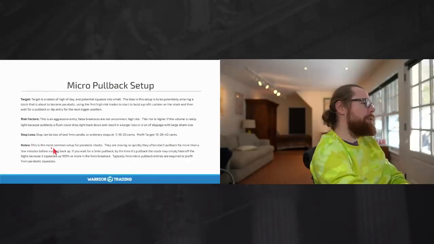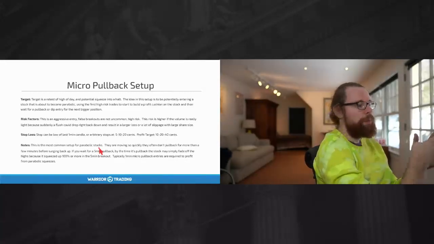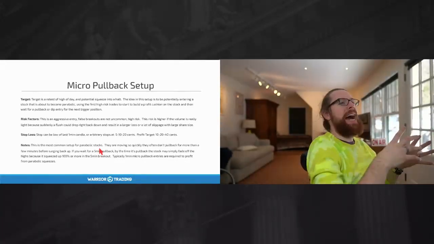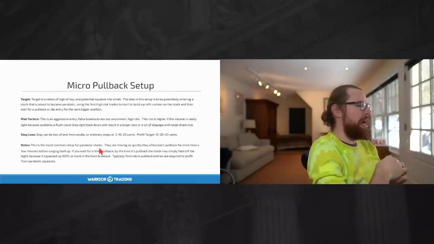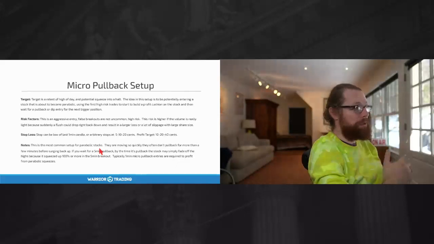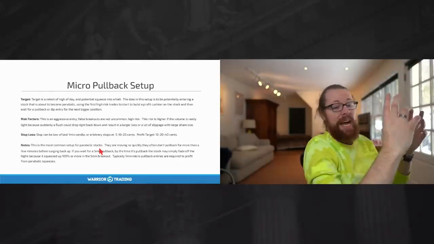This is probably the most common setup for parabolic stocks, buying micro pullbacks around $0.50, whole dollars. It's as the stock breaks out on the first 5 minute candle to make a new high, a 1 minute micro pullback as it rips higher. And then even as it's forming the first 1 minute breakout, you can have a 10-second micro pullback inside that 1 minute chart.